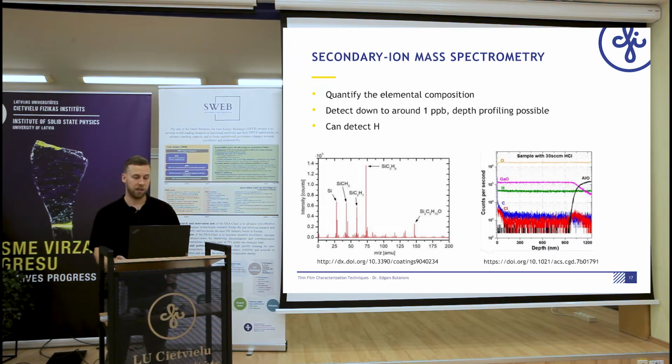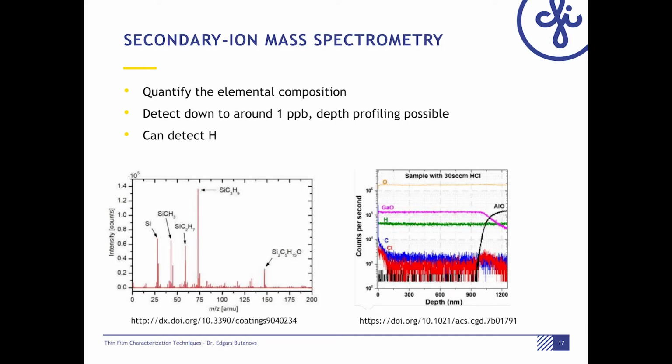It gives us elemental composition, and the benefit of this method is that it's very, very sensitive, and it can detect species down to 1 part per billion. Usually with ion beam milling, you can do depth profiling. The benefit of this method is you can also detect hydrogen, so it's very important for the semiconductor industry to see how pure your semiconductor films are.